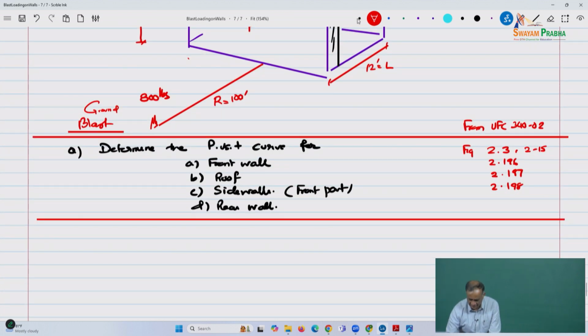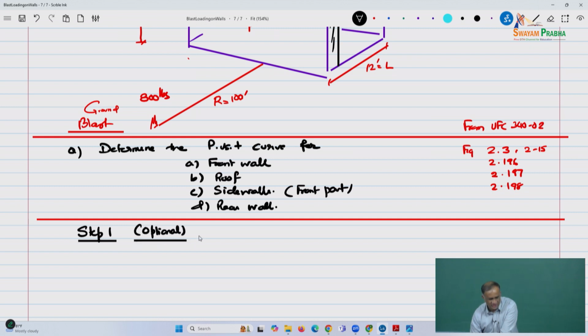So first step, these are all optional steps. First step is, let me start with optional, because no engineer is a good engineer unless they add their own conservatism to what the problem statement is.